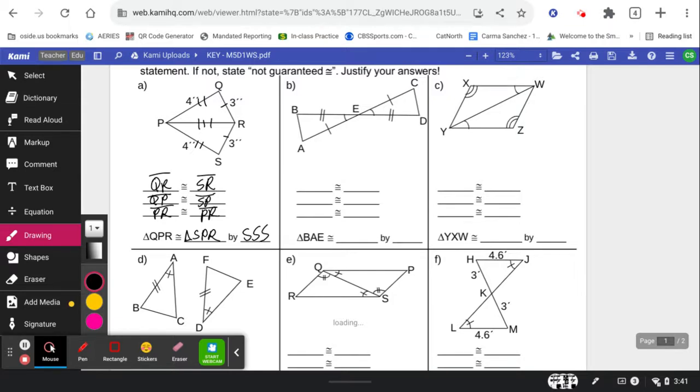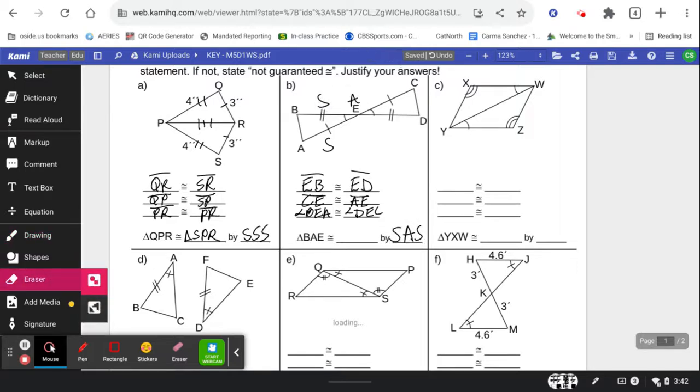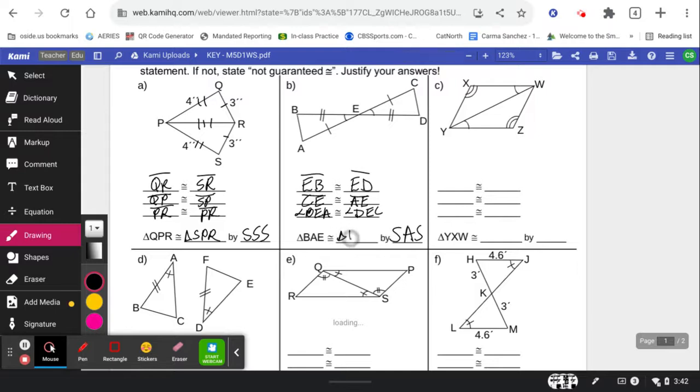You have to say it in this corresponding order where the same corresponding parts go in the same places. All right, next one has side EB is congruent to side ED. Side CE is congruent to side AE, and angle BEA is congruent to angle DEC. So we have congruency by side, angle, side. All right, let's go write the triangle name. Triangle BAE is congruent to triangle DCE.